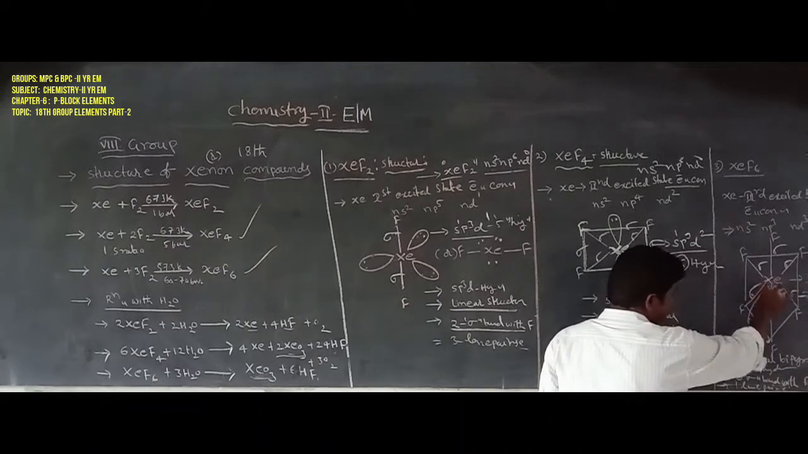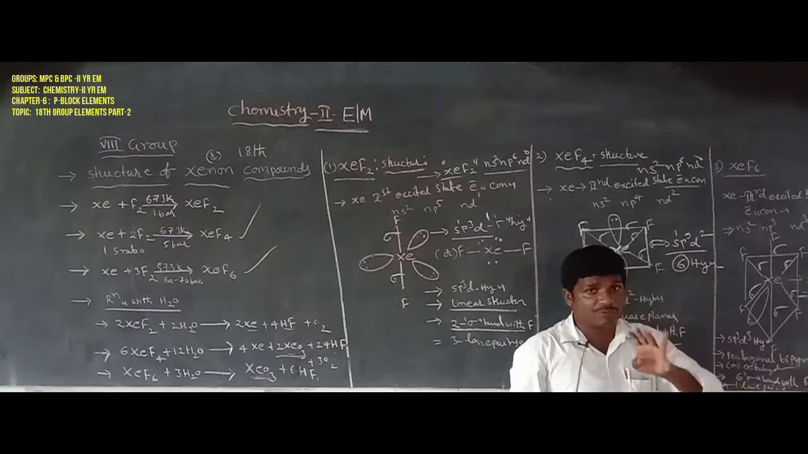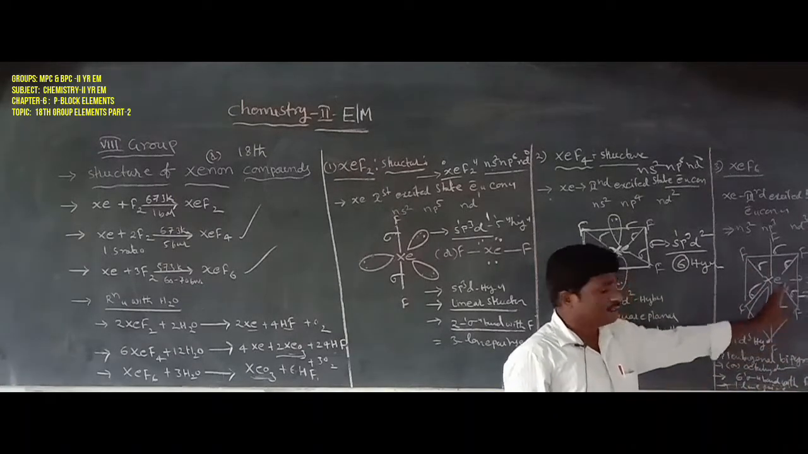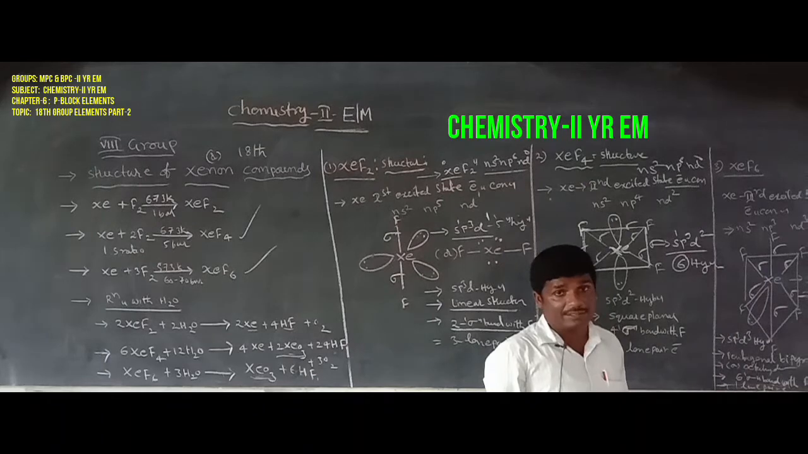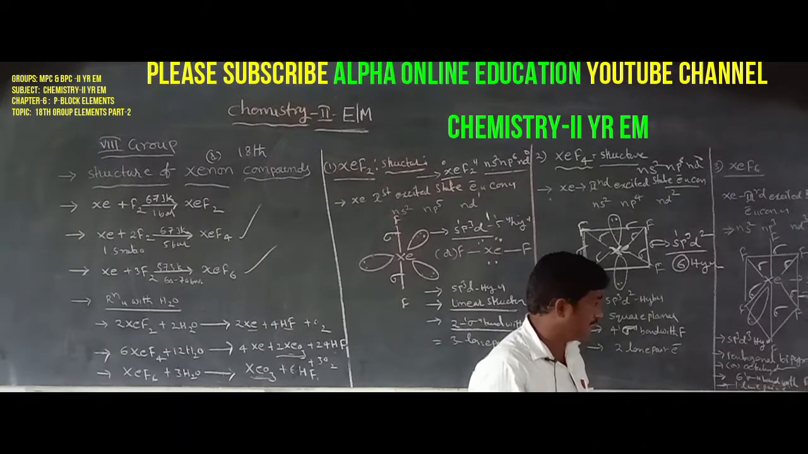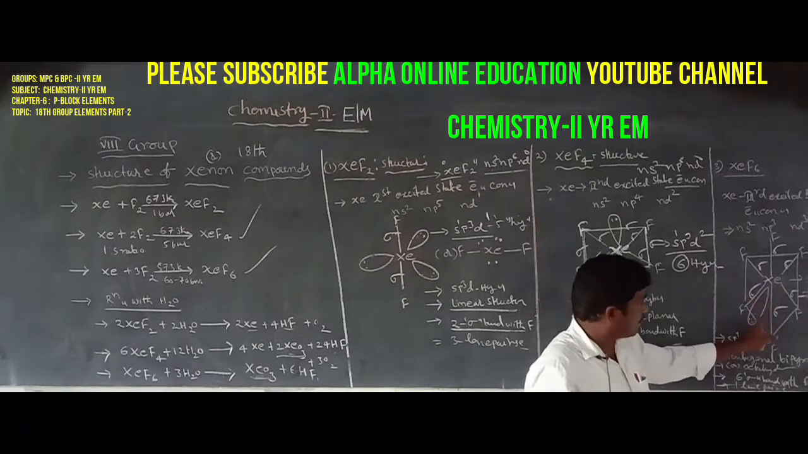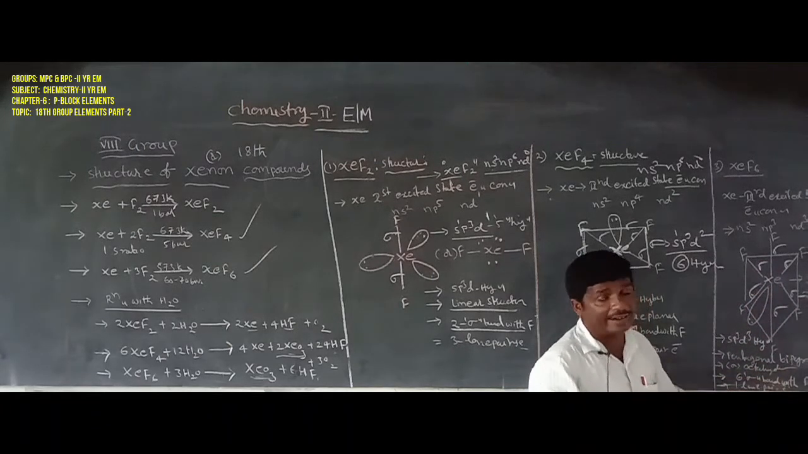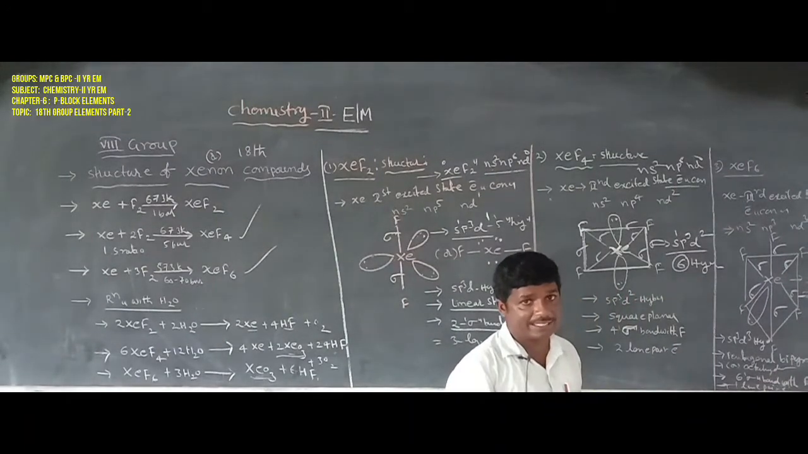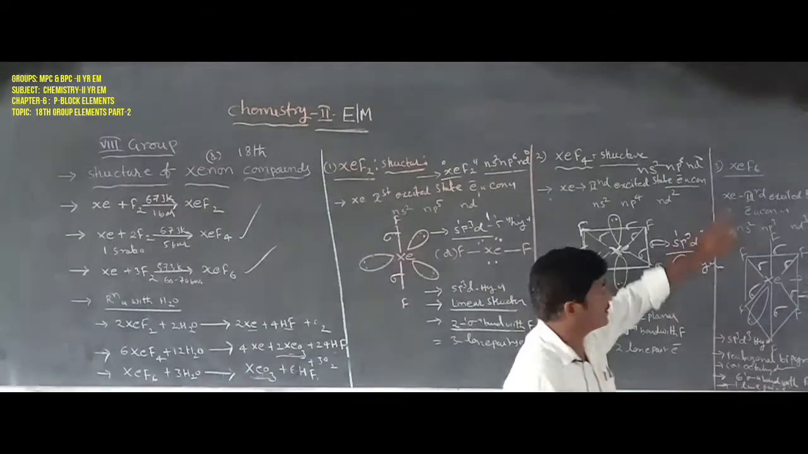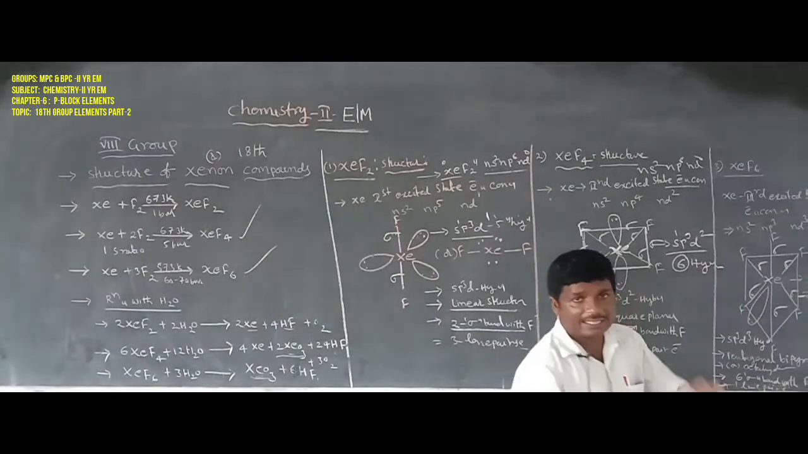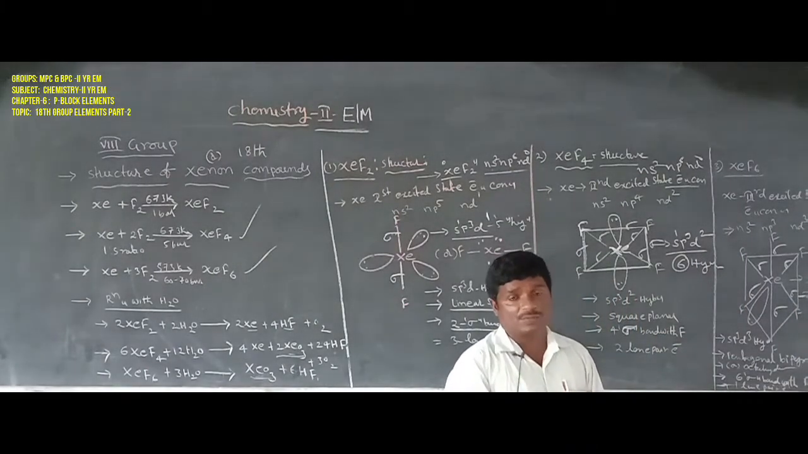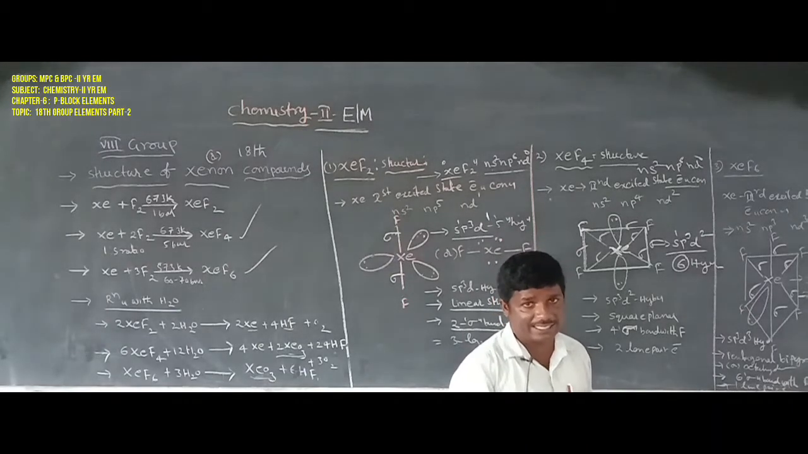The central xenon atom bonds with the 6 fluorine atoms, forming 6 sigma bonds, and has 1 lone pair, then forms a pentagonal bipyramidal or octahedral structure. That is the structure of xenon hexafluoride. Hexa means that 6 fluorine atoms react with the xenon atom, then form the xenon hexafluoride structure.